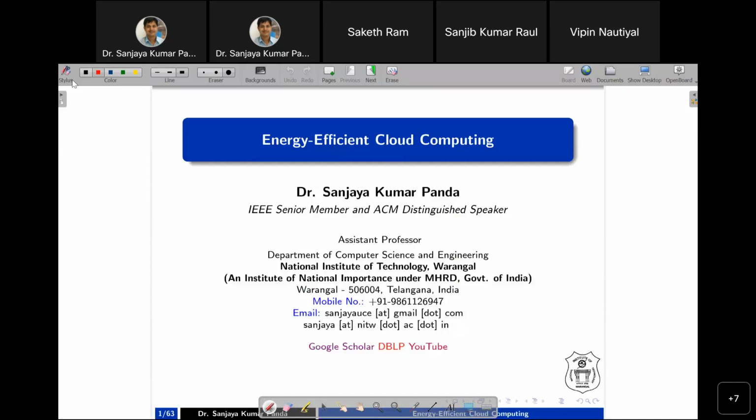In the first session, we'll discuss energy efficient cloud computing. In the second session, we'll see the integration of three technologies, that is IoT, fog and cloud. We'll see what kind of integration issues there are, how to solve them, and what the real challenges are when you want to integrate various environments. But in the first talk, we'll discuss energy efficient cloud computing.